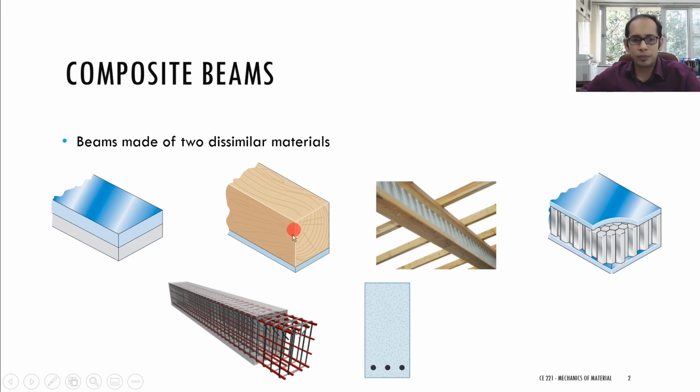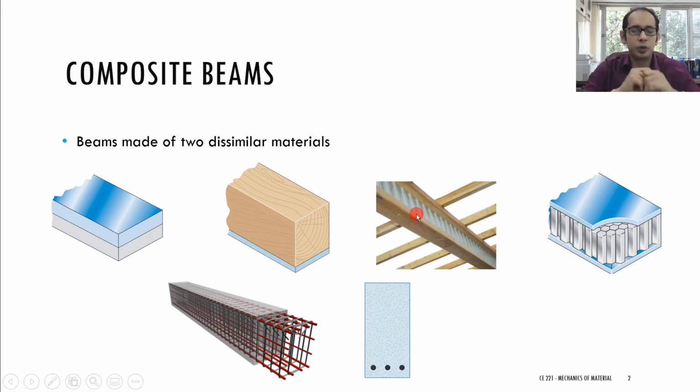Here you have a wooden beam and maybe a steel bottom part. This is a very common beam in wooden structures, where you have a top wooden plank, a bottom wooden plank, and in between you have a metal sheeting. The most classic example of composite beams are reinforced concrete beams. All the reinforced concrete structures made around you are composite, because they consist of two separate materials: one is concrete and the other one is steel.